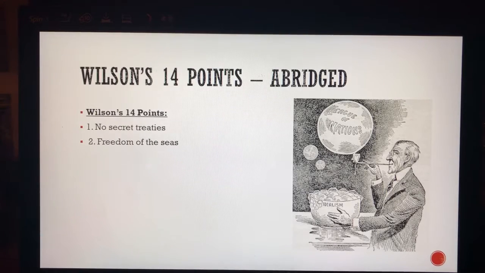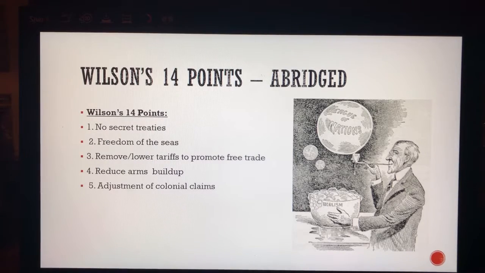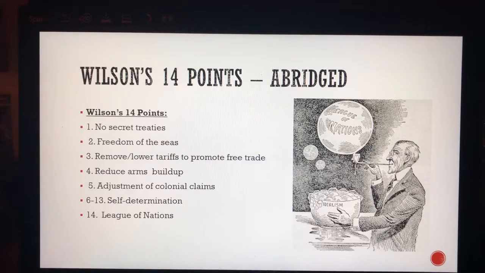So here's Wilson's abridged version of the 14 points. No secret treaties. We know that's the alliance system that led us into World War I. Freedom of the seas. We know that unrestricted submarine warfare, the Lusitania and Sussex, brought the United States into World War I. The removal of and lowering of tariffs. Reduce arms buildup, which we talked about, militarism. Adjustment of colonial claims: all of those imperialistic nations that had taken over places need to give their land up. Let those people rule their own nations. Self-determination, which lets them rule their own nations. And the last one is the League.